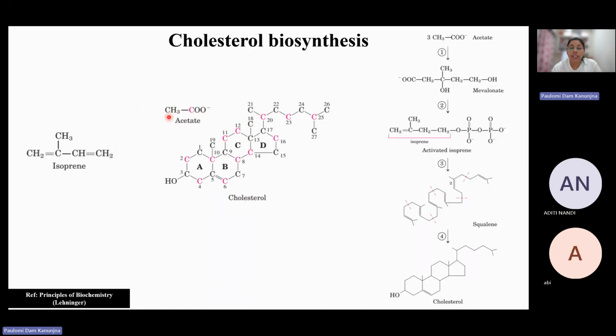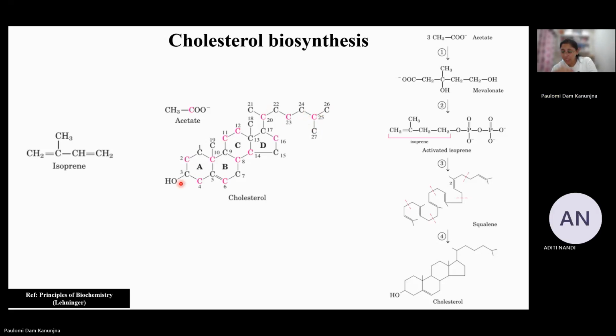and ultimately this one acetate, as we will see in the biosynthetic pathway, undergoes several reactions to form this 27 carbon molecule, which is called cholesterol. And you can see the 27 carbon molecules. You can see 4 fused rings. So important here is that you remember the structure of cholesterol. So you will see there are 4 fused rings and there are 27 carbon atoms.